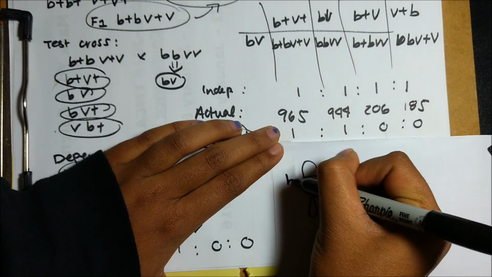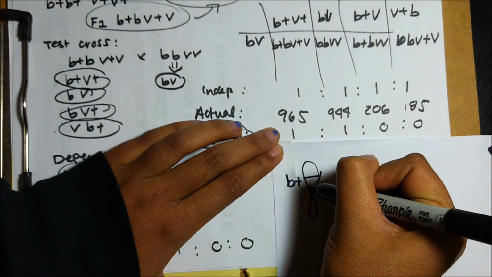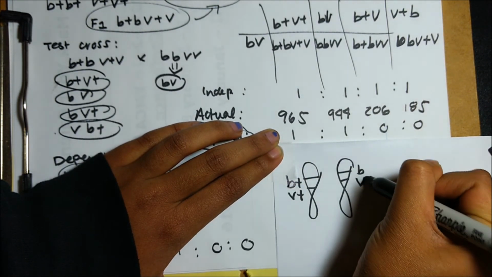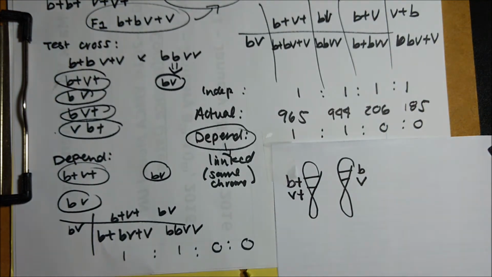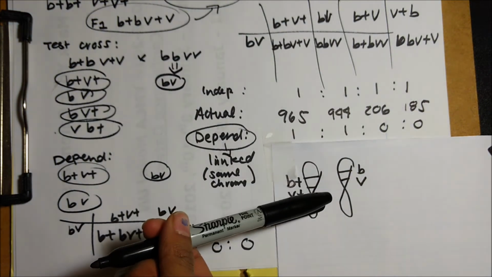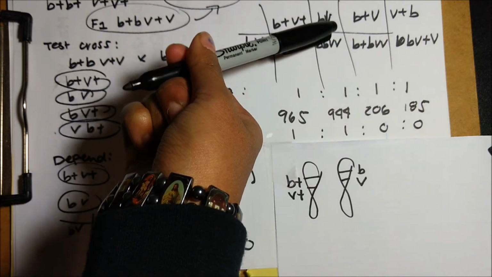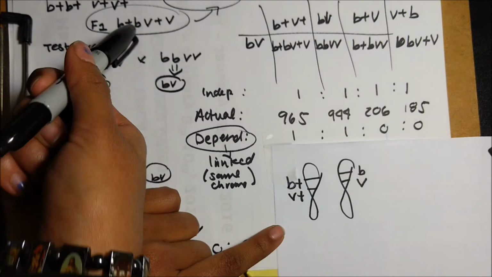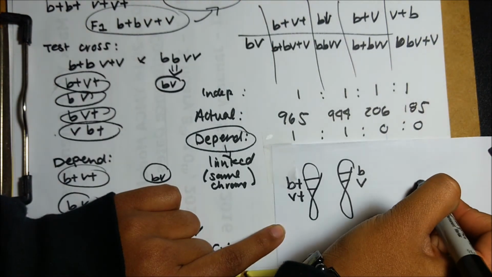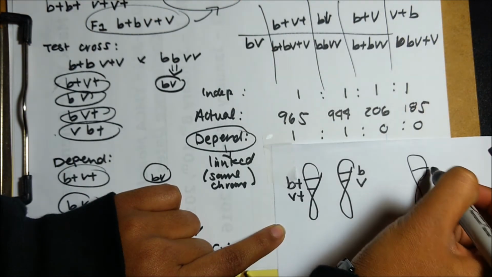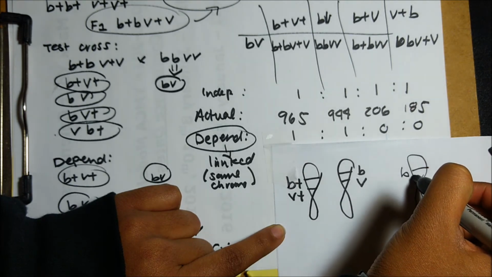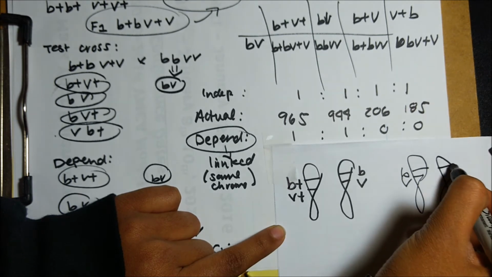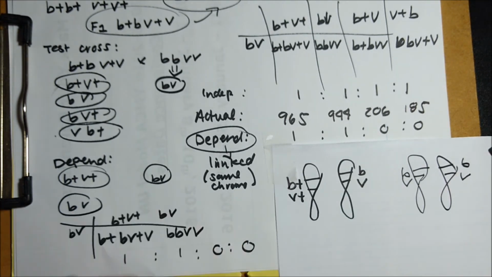This would be the B plus. This can be the V plus, B, V. These are the two gametes that are linked for the F1. Now the male only has a B, V, and the other chromosome would look identical. B, V.